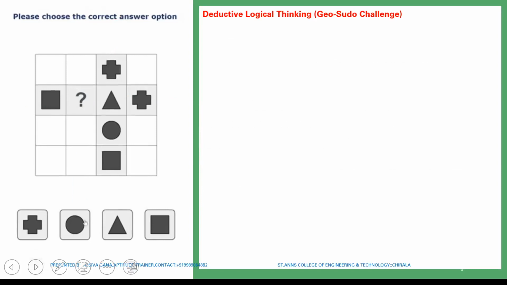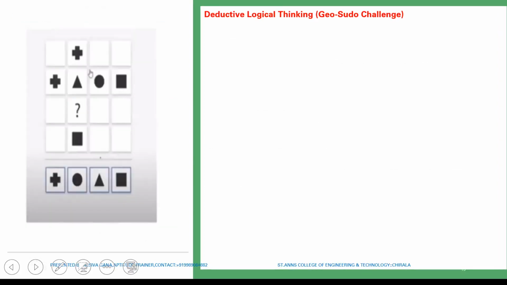Next level, next one. Now here also, in this column, plus is over, triangle is over, rectangle is over. Now you need to drag circle over here. It will unlock the next level.